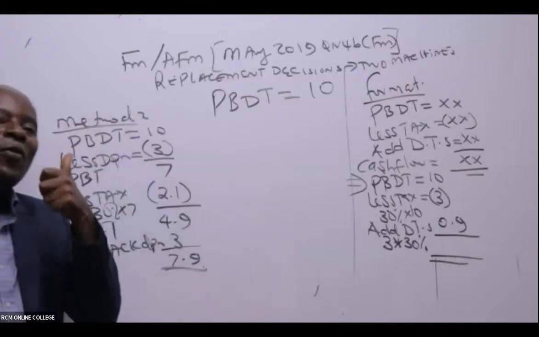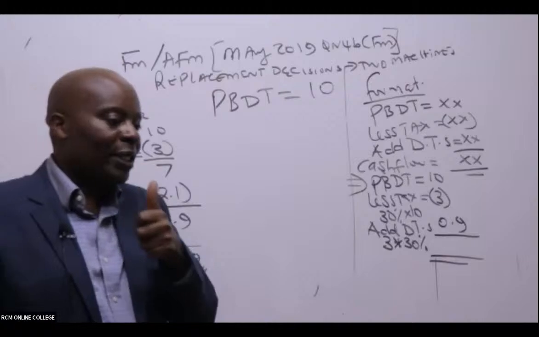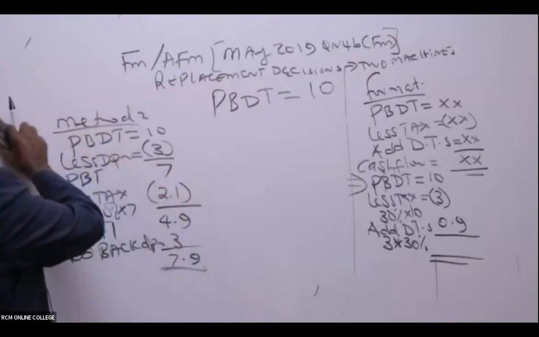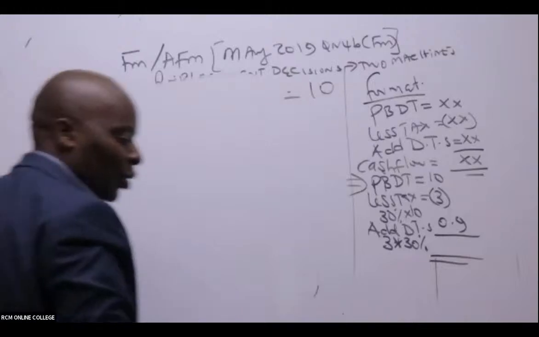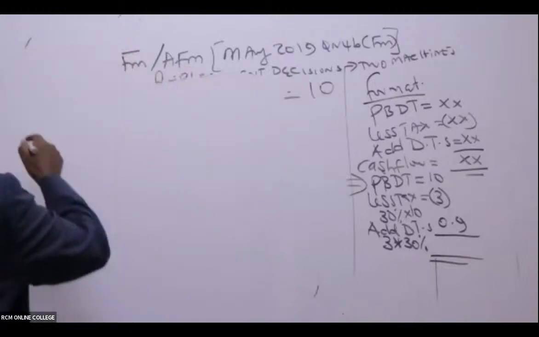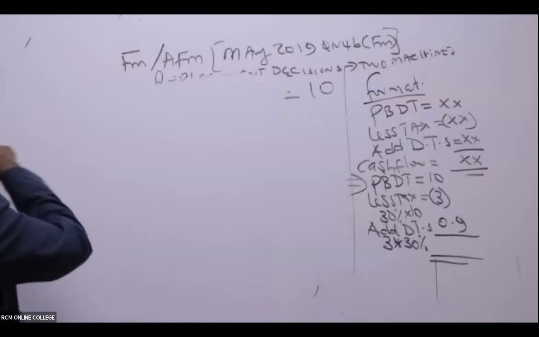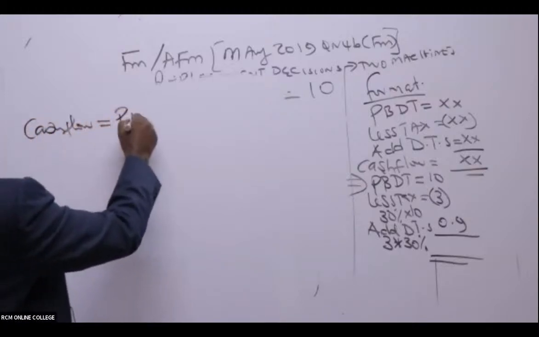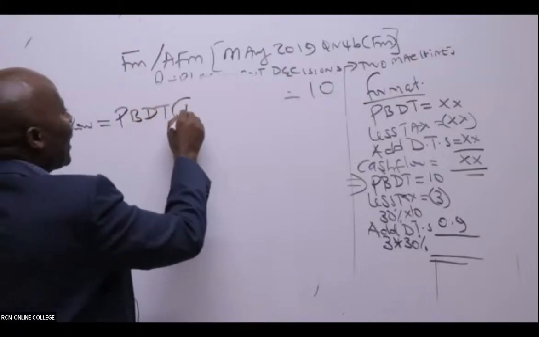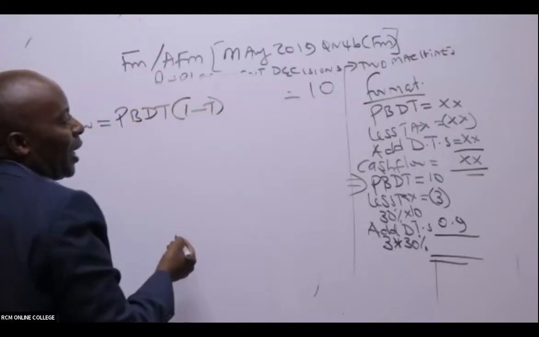But a very good ninja, the very best of them all, will come and handle this question this way. They'll tell you that operational cash flow equals profit before depreciation and tax, less tax.